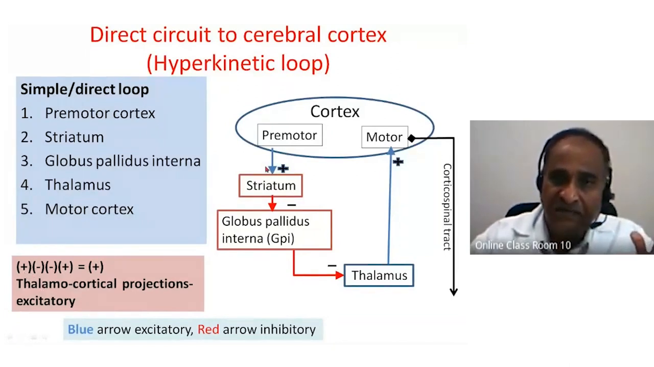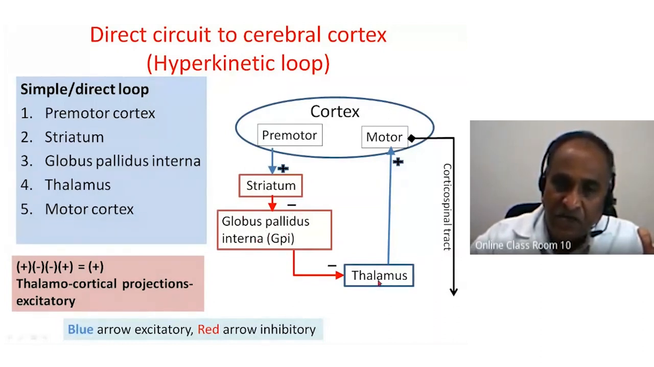to make you understand mathematically. For example, this is a plus here, this is a plus I have put. This is a minus here, that is the inhibitory striatopallidal neuron. The striatopallidal input is a GABAergic input that inhibits this pathway. This is minus here. Then pallidothalamic, this is globus pallidus interna to the thalamus.